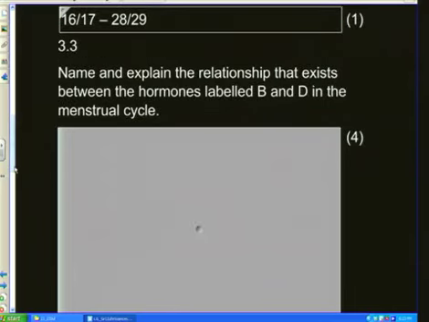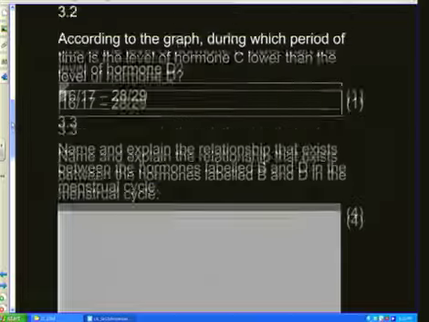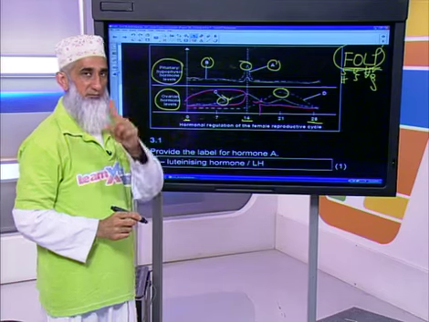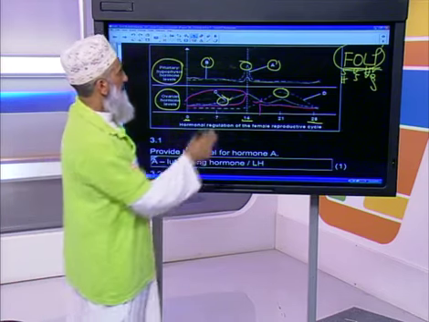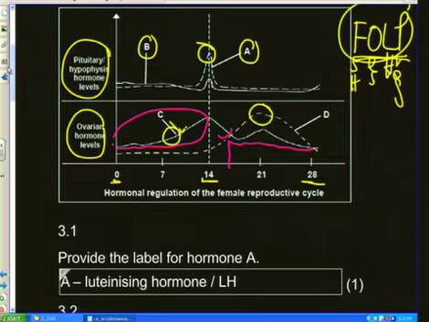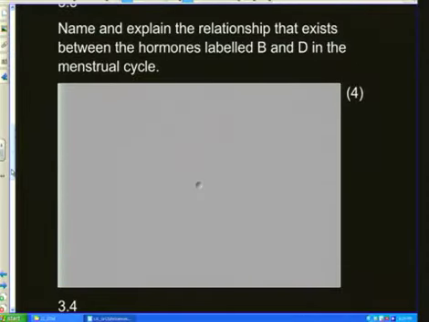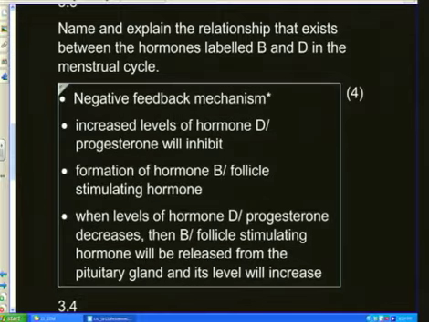Name and explain the relationship that exists between the hormones labeled B and D in the menstrual cycle. And I'm not going to waste a lot of time discussing this. I'll tell you why just now. B, FSH, and D, progesterone. The relationship. This is the relationship we just spoke about in the last question. Same thing. Notice the question is different, but the answer is the same.